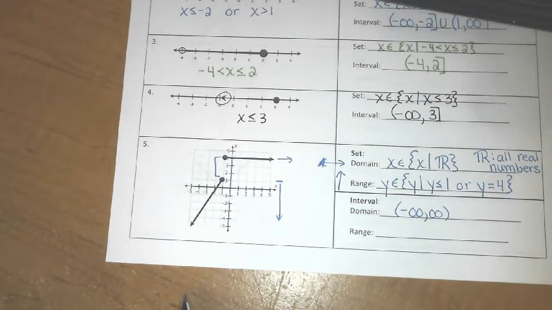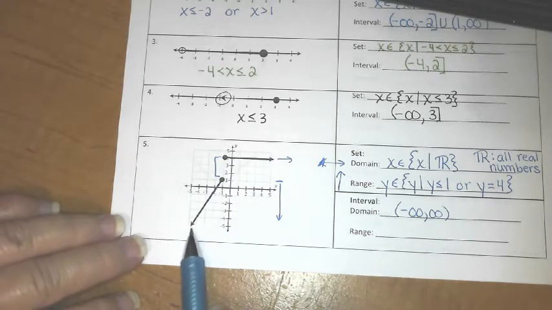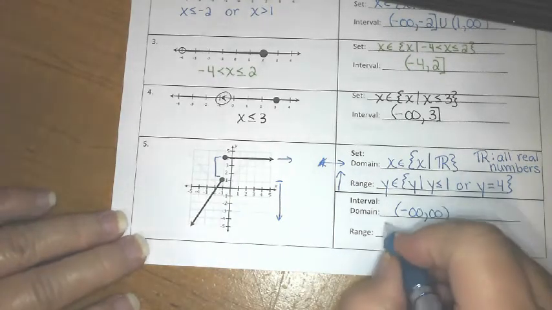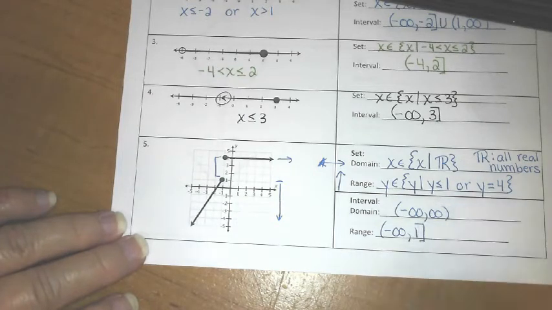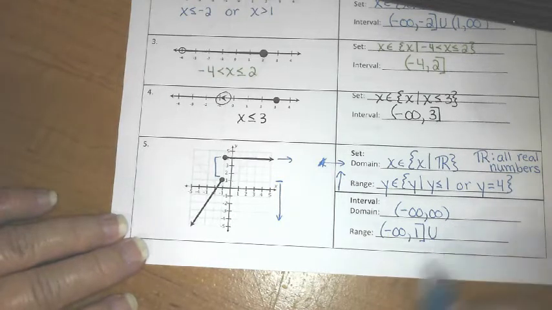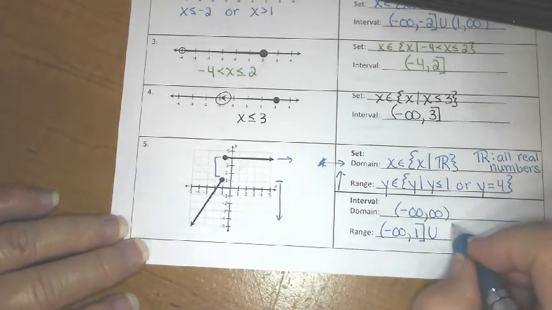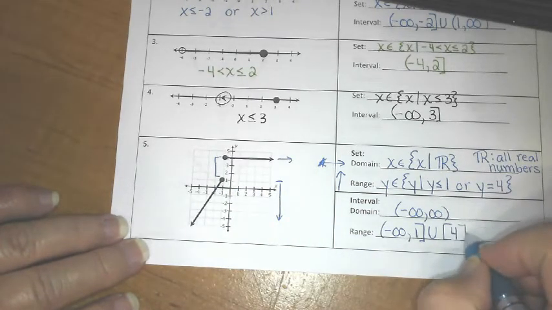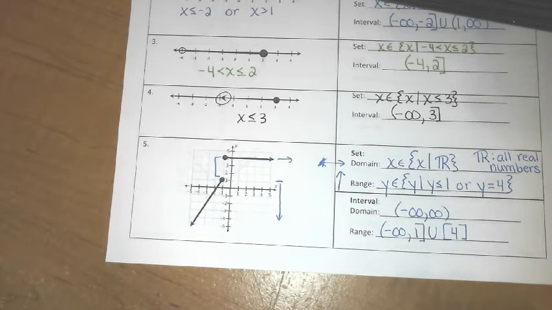In interval notation, this piece goes from -infinity to 1, and 1 is included because it's a closed circle. Instead of the word or in interval notation, we use the union. And since 4 is the only value here, I just put the number 4 in my brackets. And that would be how I would express that in interval notation.